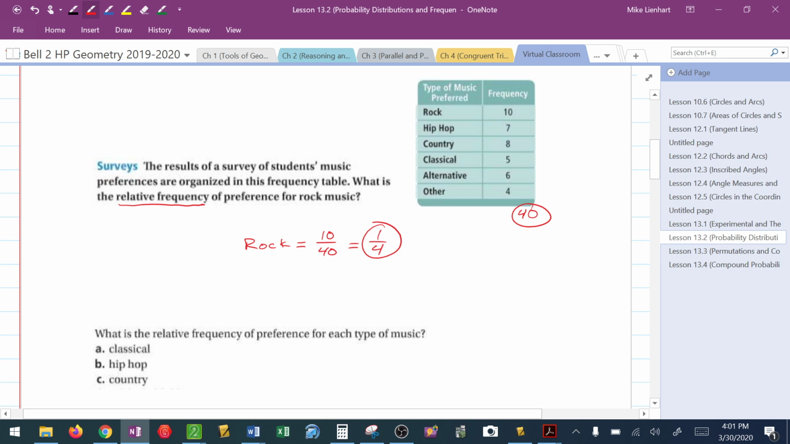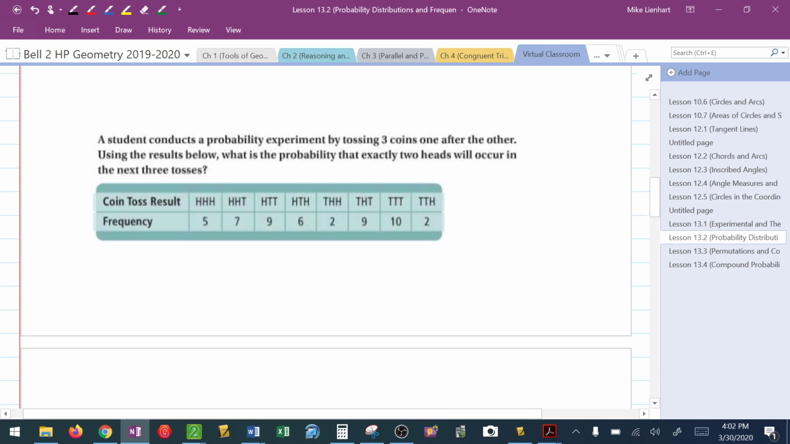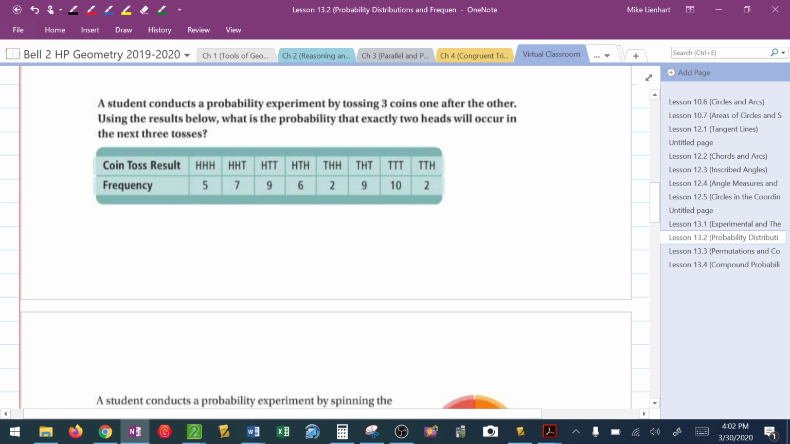So if I look over here, I'm going to kind of write this over to the side just so it all doesn't go off the screen. If I look at classical, well, that's going to be 5 out of 40, which I would simplify to 1/8. B here, if I look at hip hop, that would be 7 out of 40. Can't simplify that. And if I looked at country, I get 8 out of 40, which I could simplify to 1/5. So hopefully you're seeing this relative frequency is just an extension of what we did last lesson with probability. But now they're giving us the information a little bit differently, okay? This is still a frequency table, even though it kind of looks like it's laid on its side.